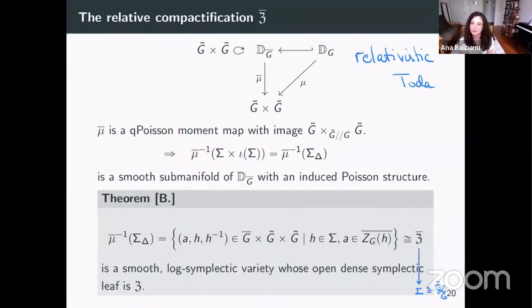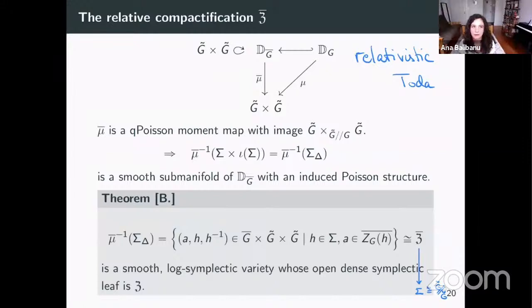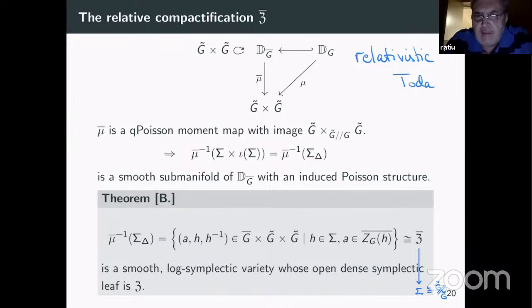Do you get any bi-Hamiltonian structures that are nonlinear, like polynomial quadratic or cubic or whatever, in this way? I'm not sure, I've never asked. That would be very interesting. I don't know. Okay, thanks.